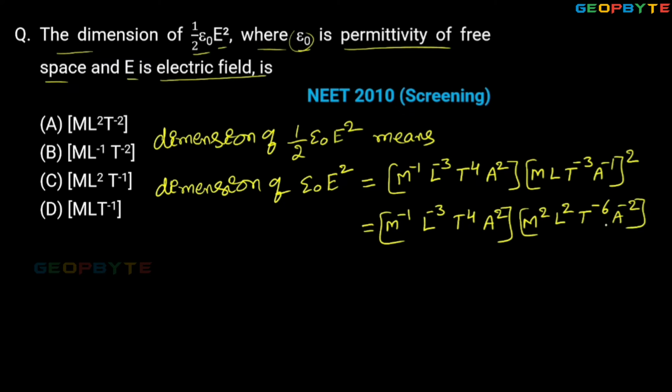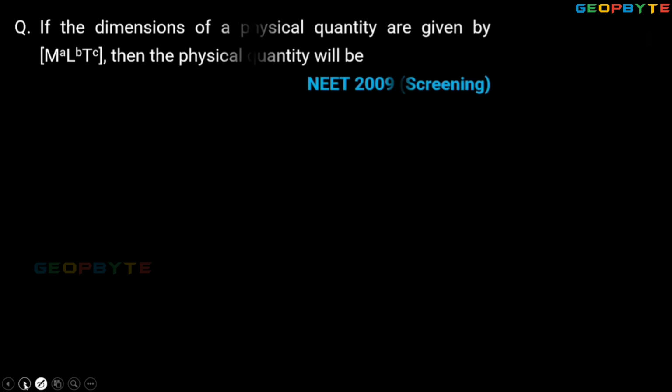Now you simplify. This is equal to M power 1, L power minus 1, T power 4 into T power minus 6, which is T power minus 2, here A power 0. This is the dimensional formula for the quantity epsilon naught into E square. So look at the option B, M L power minus 1, T power minus 2. Option B is absolutely correct. Okay, na?